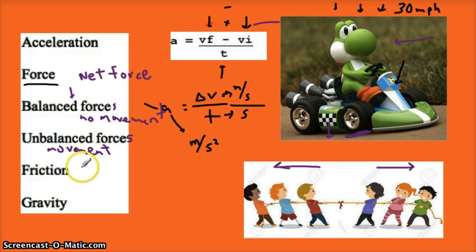Now, we mentioned friction. Friction is the resistance of an object to move. So you have the tires, resistance of an object to move.